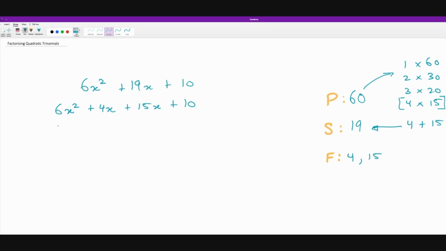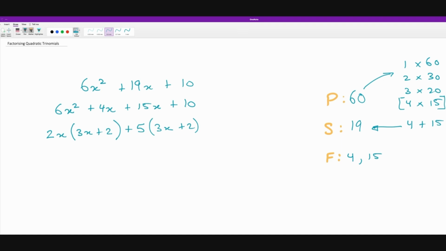Starting with this first group over here, we can factor out a 2 and an x, and inside the bracket, we will have 3x plus 2. That's our first group done. Let's have a look at this second group over here. We can factor out a 5. Can we factor out anything else? No. So we're going to open our bracket. We'll have 3x plus 2.